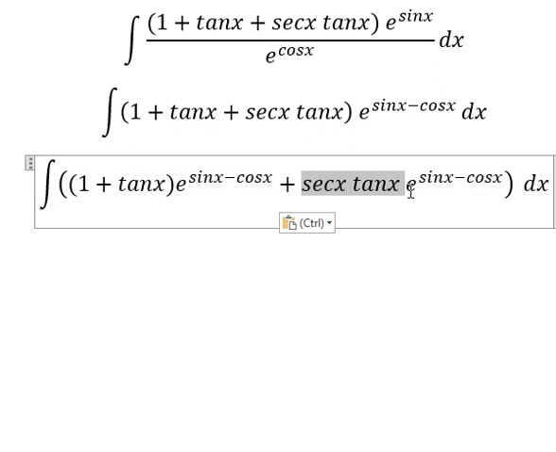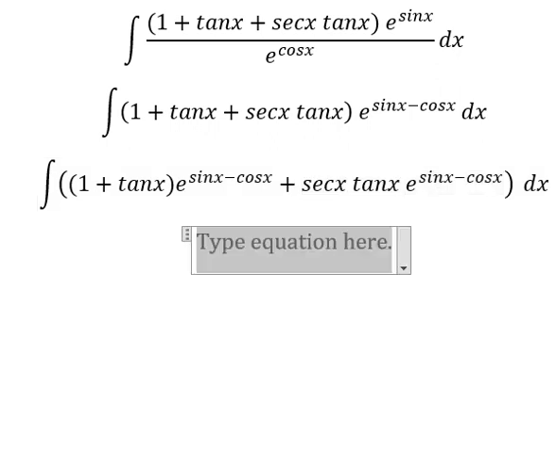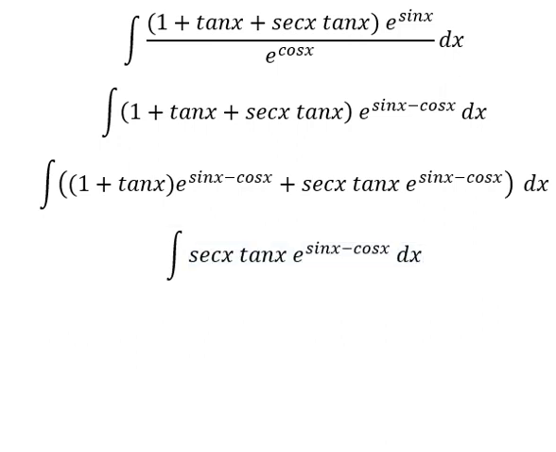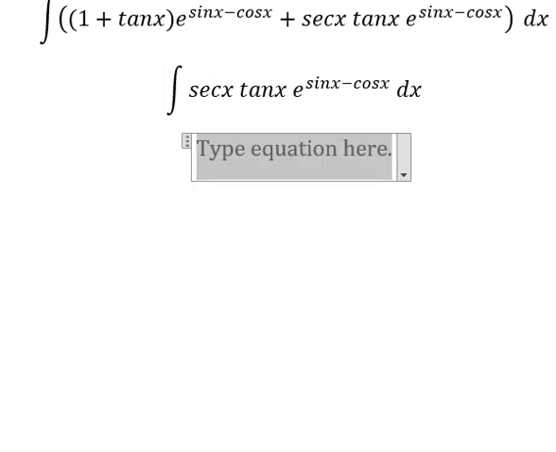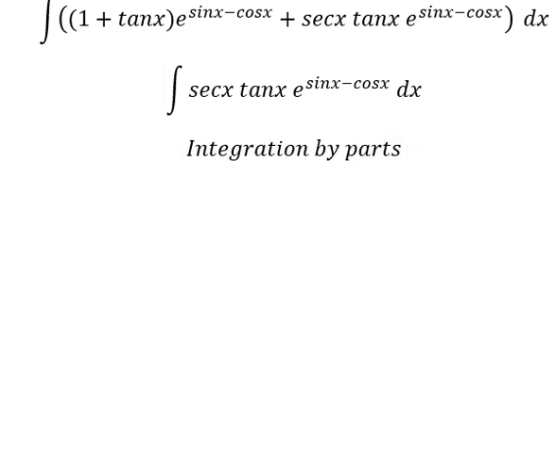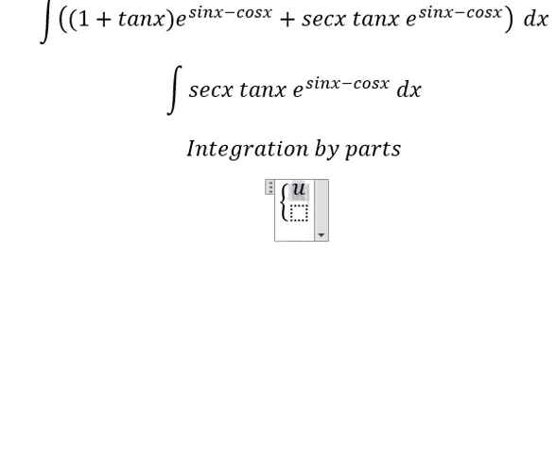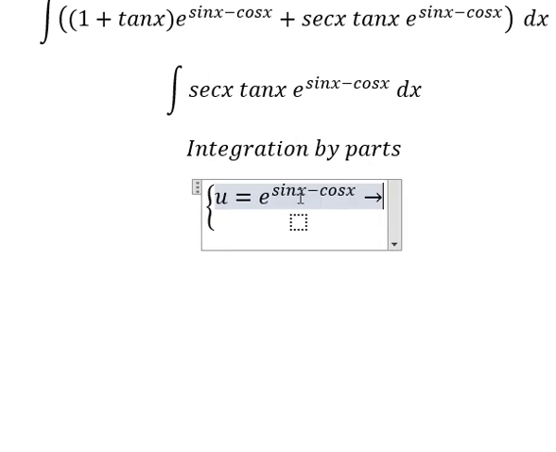Now we need to focus on this one. So we can use integration by parts. So I will put u equals to e to the power of sin x minus cosine x.